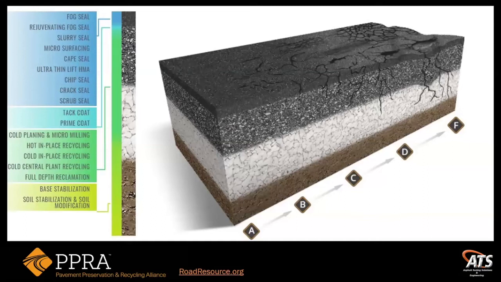There's a website that is organized by the Pavement Preservation and Recycling Alliance. It's the PPRA. They have a fantastic resource in that website that allows you to look at a cross-section of a pavement. If you scroll over that pavement and you go through these sections, you can tell the kind of distresses that you're looking at.